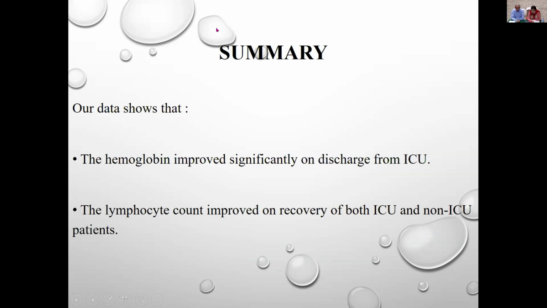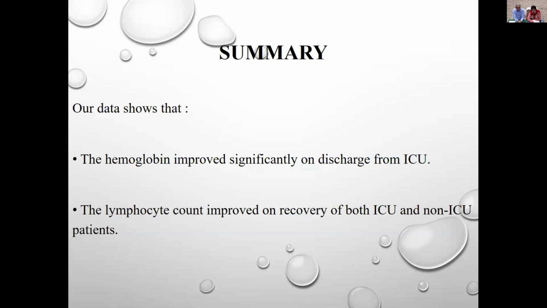I would like to conclude that our data showed that the hemoglobin concentration significantly improved when the patients were discharged from ICU or from the non-ICU setting, and there was an increase in the lymphocyte count on recovery. Actually, this was the data till 15th of May, and so far we have observed more than 500 samples, but we'll analyze that data soon.